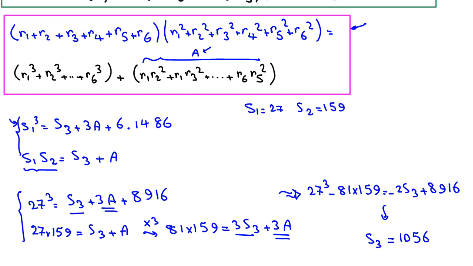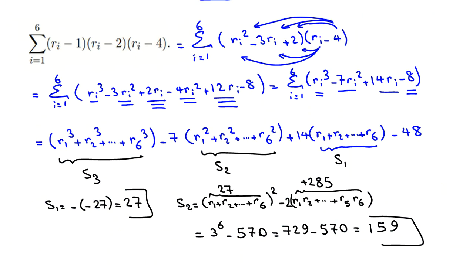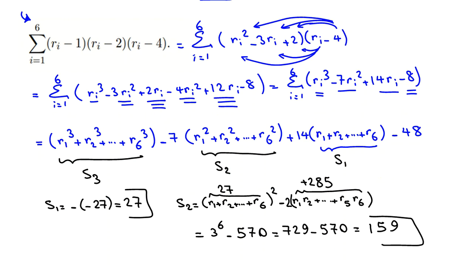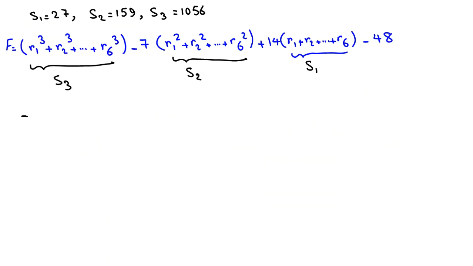Now, we are ready to find the answer. Here, we've simplified the thing that problem wants, the term, and we've reached this part. Okay, so now let's work on this. We know S1, S2, S3, and we can calculate now. So let me call this part F. Now we want to find F. It will be what? S3 minus 7S2 plus 14S1 minus 48.